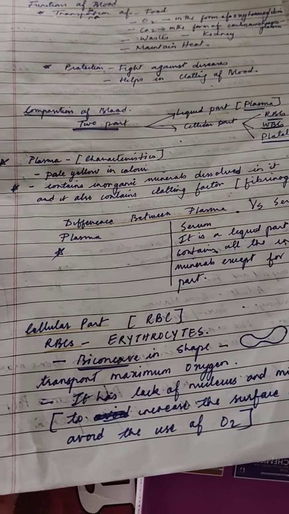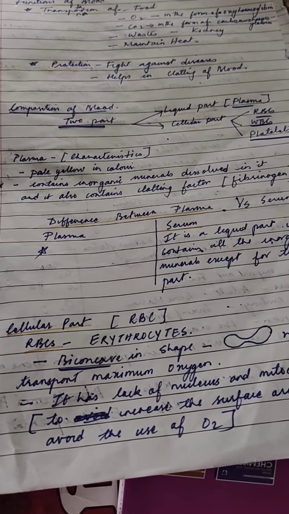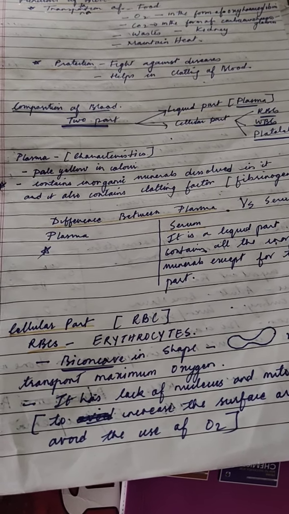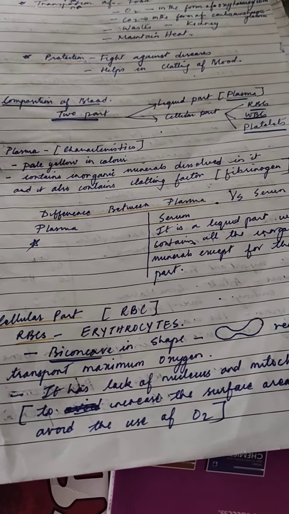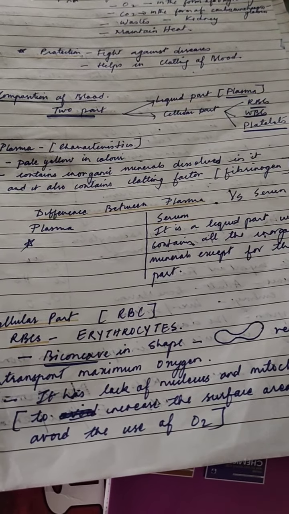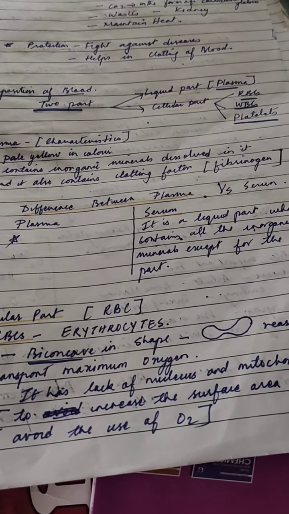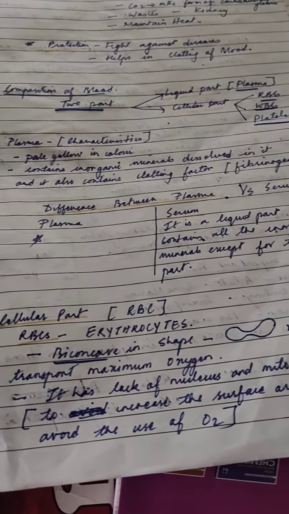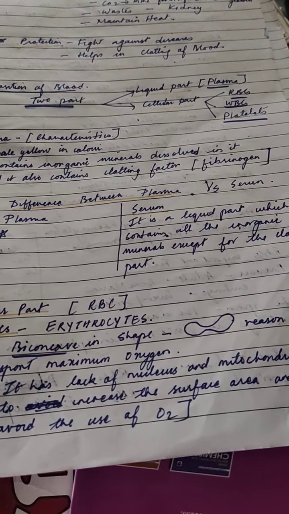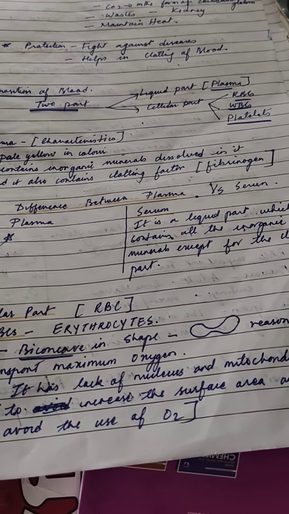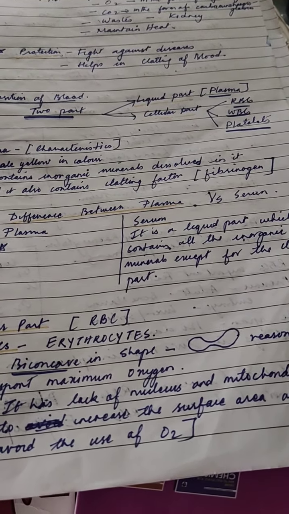Important characteristics: it is pale yellow in color, contains inorganic minerals dissolved in it, and it also contains clotting factor. And the clotting factor element that is present is fibrinogen. Many times you must have noticed the difference between plasma versus serum, it comes in ICC also. So plasma, the definition is given on top. For serum, only one difference is there. It is a liquid part which contains all the inorganic minerals except for the clotting part, meaning the element fibrinogen is not there.